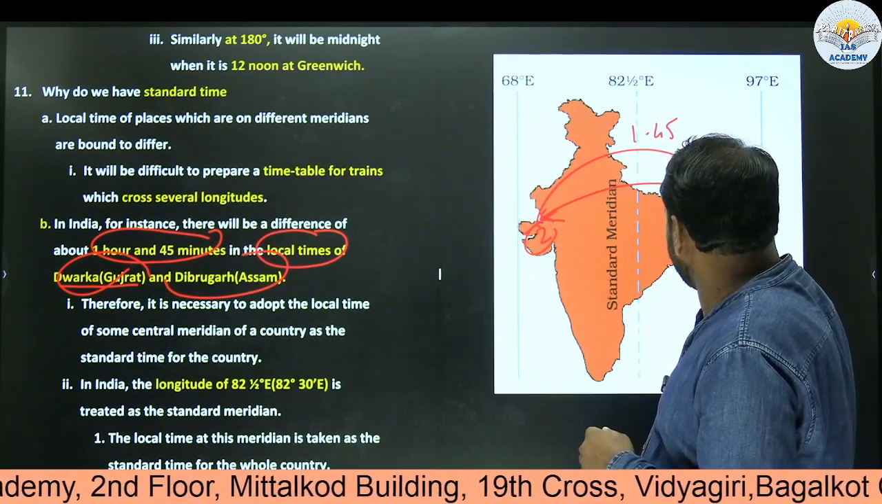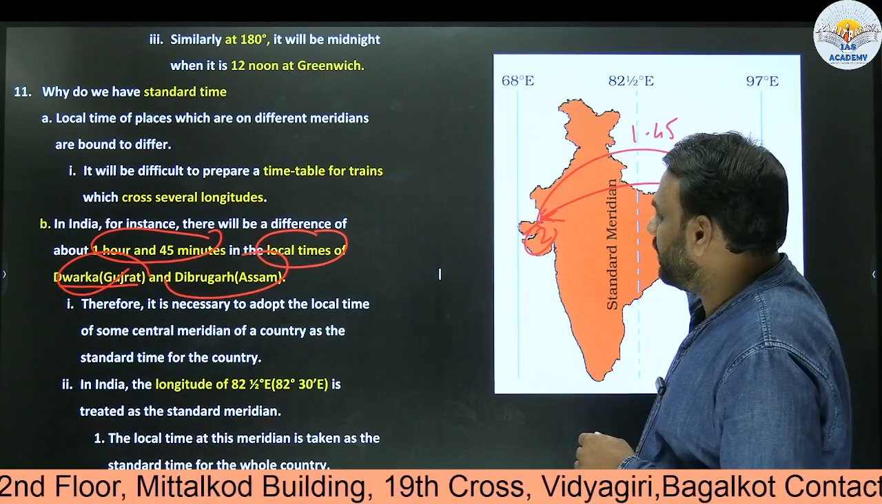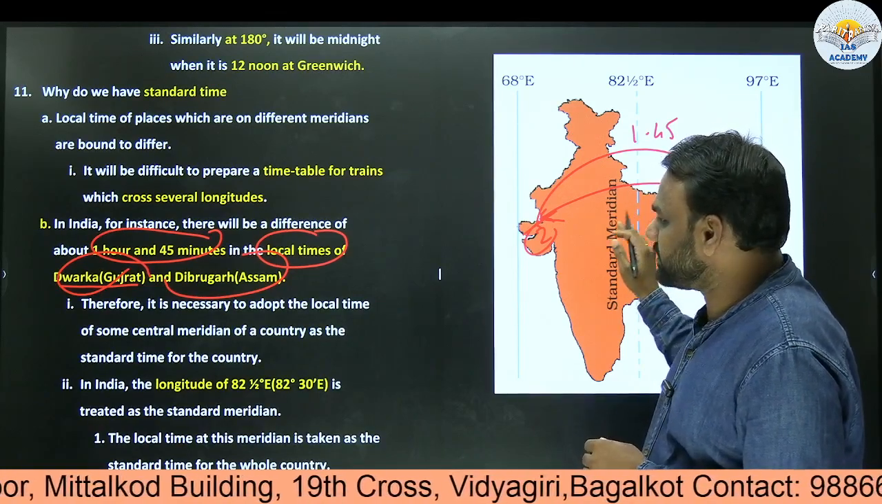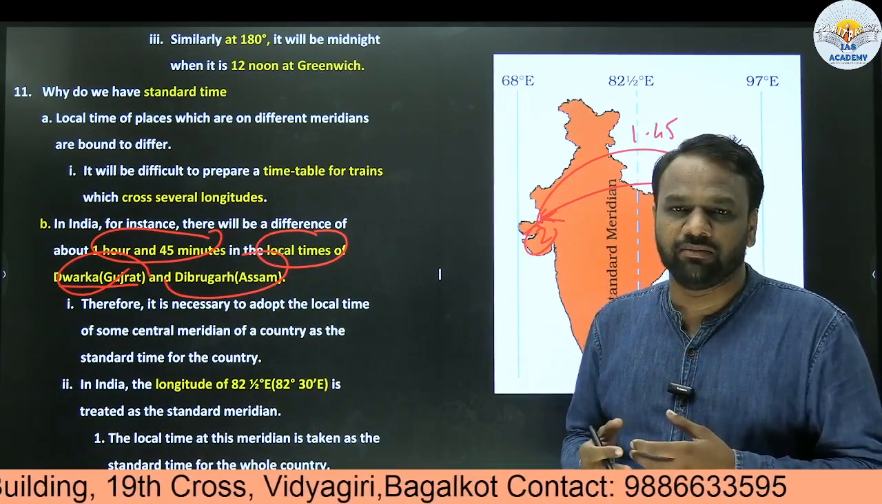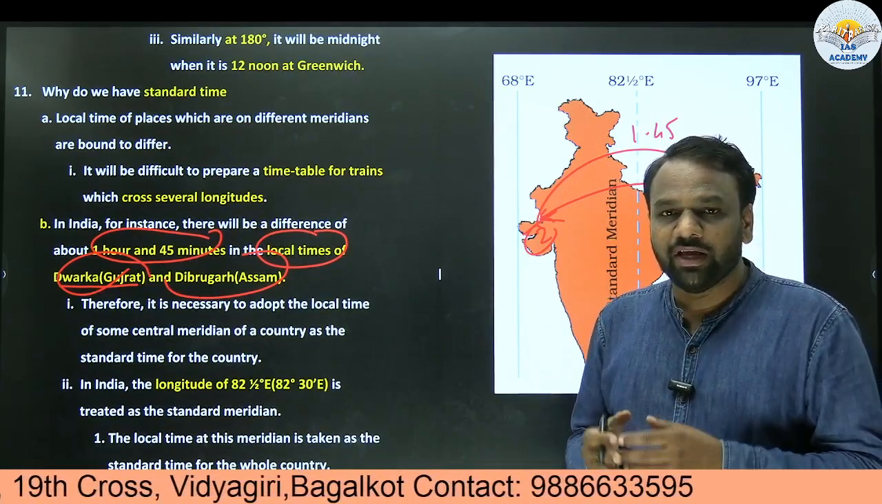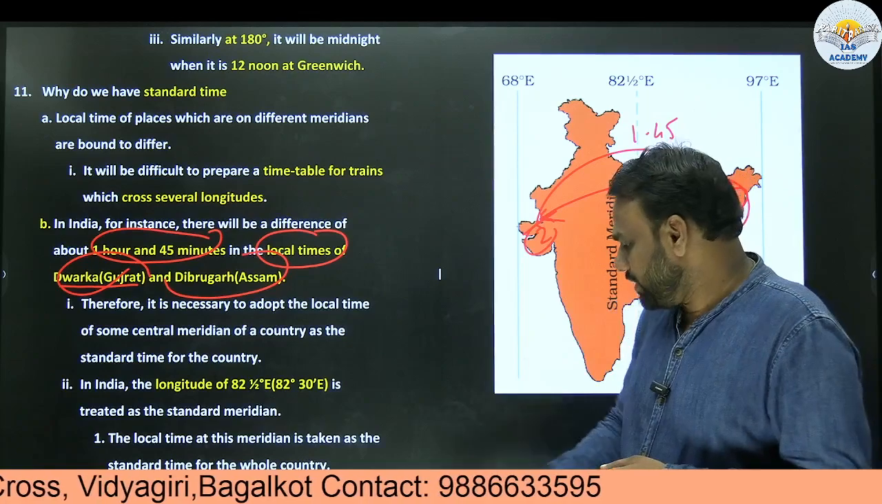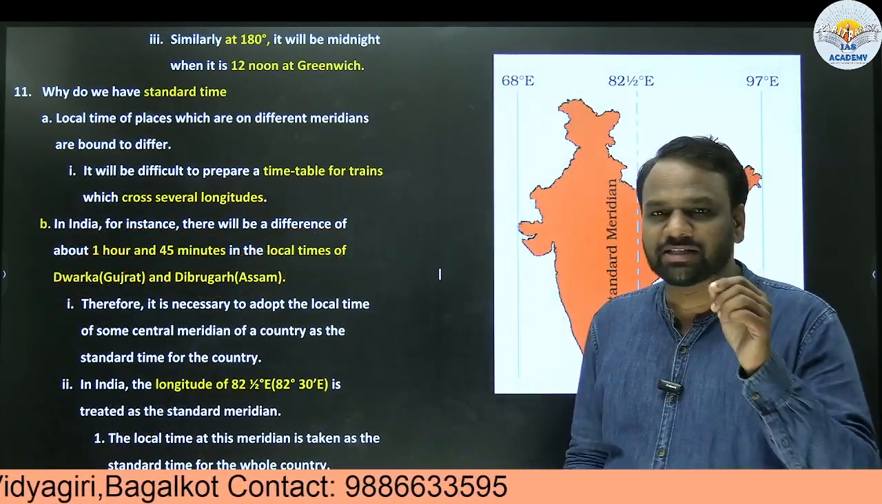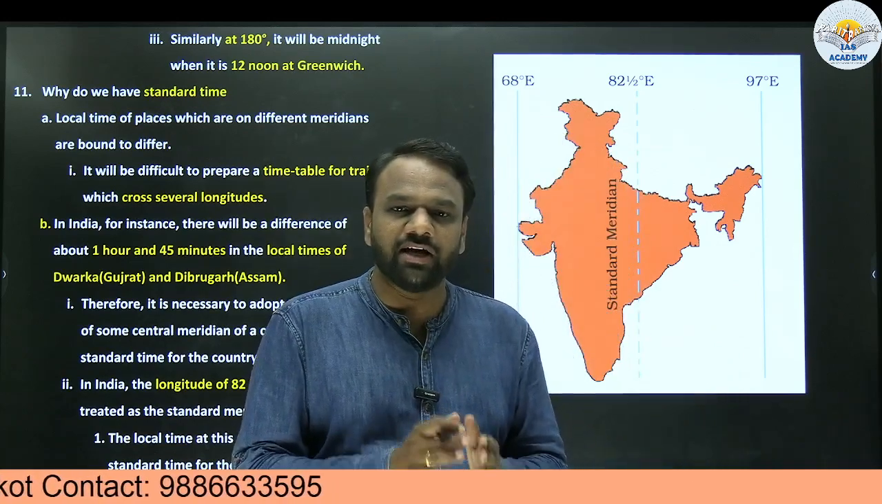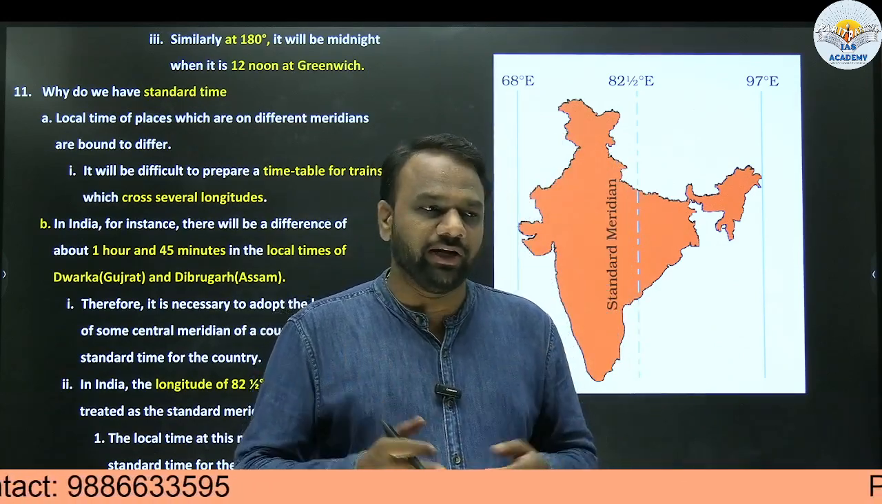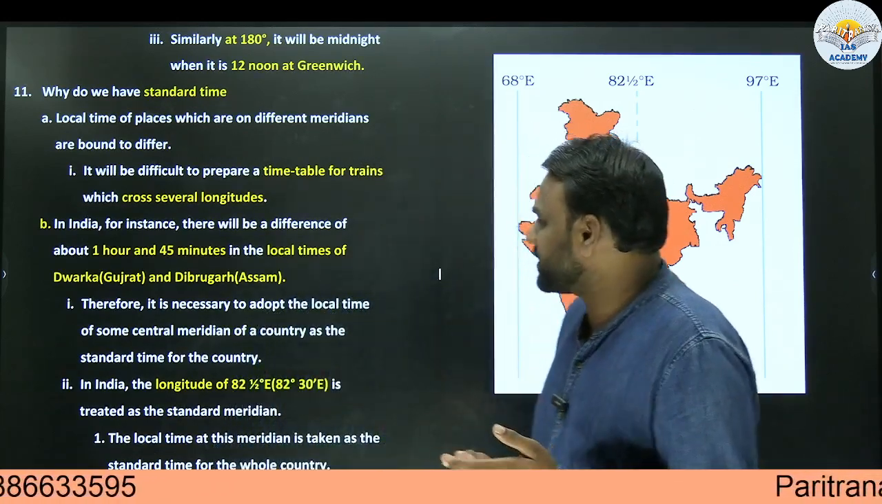So if the local time used by Dibrugarh is used, then what happens? The timings between Assam and Gujarat will be confusing. That's why, in order to avoid this confusion, across India we have adopted a standard time. This standard time varies from local time. So what is that standard time? How have we fixed it?